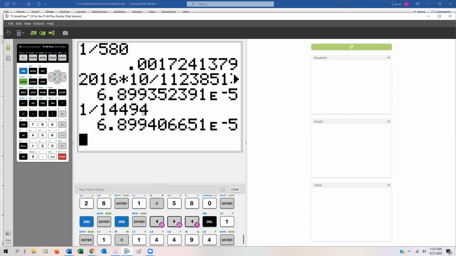So what you would have to do in essence is play that game 14,494 times, and then you'll win $100. Of course, that means you're spending about $29,000 to win that amount. So it's not very likely that that's going to happen. All right, now one last problem.